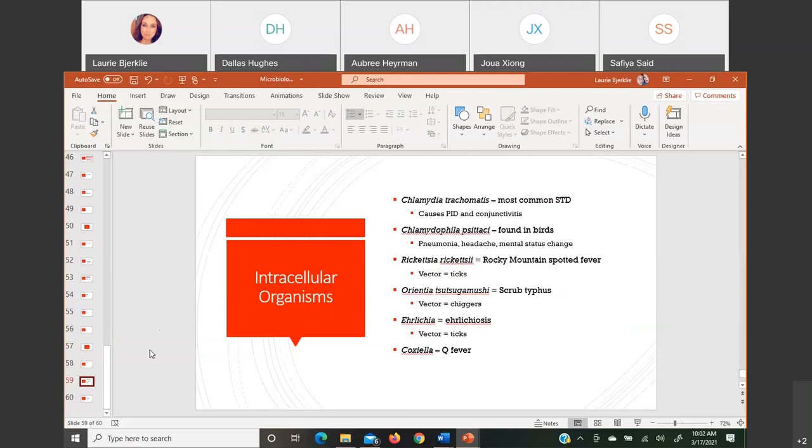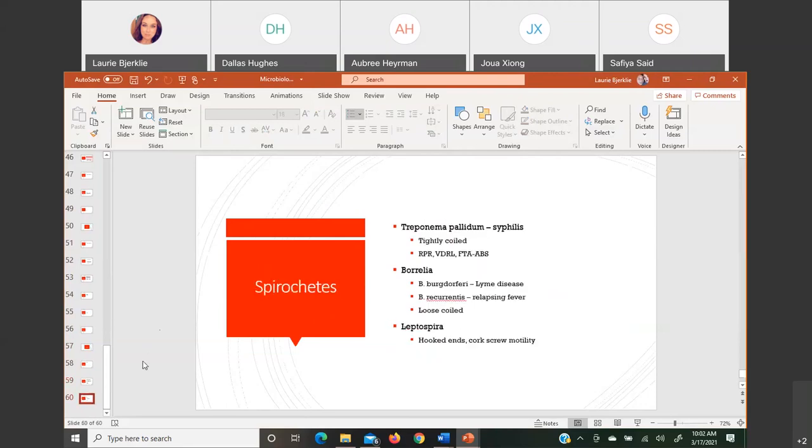Ehrlichia is definitely something we screen for more in hematology because it can be seen as an inclusion in the neutrophils, coming from ticks. And then Coxiella has a few different sources of animals, but it causes Q fever.